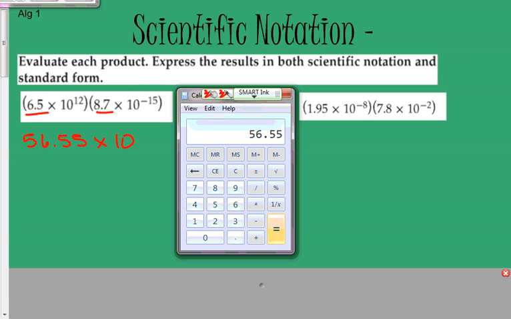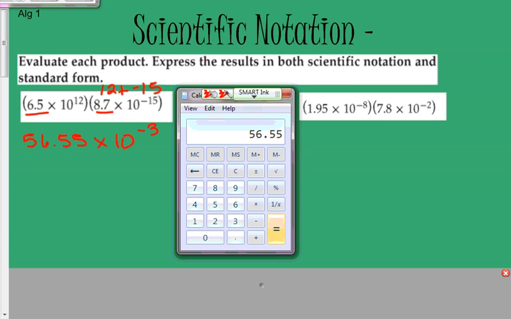Times 10 to the... and on the powers of 10, since they are powers with the same base, our rule is to add exponents when we're multiplying. So we'll do 12 plus negative 15, and when we add those, we actually get a negative 3. Now I've combined them.